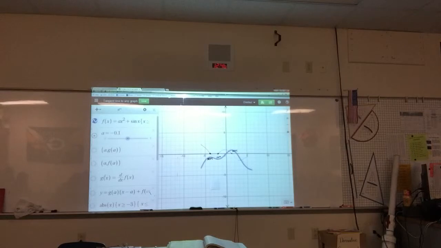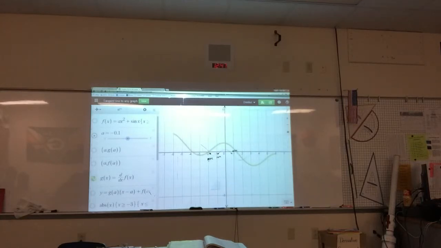Yes? Okay, so I understand where the maximum and minimums are, but how do you know how far above or below, how high up and down it goes? Yeah, and you said you can find area and stuff, but how do you? Okay.